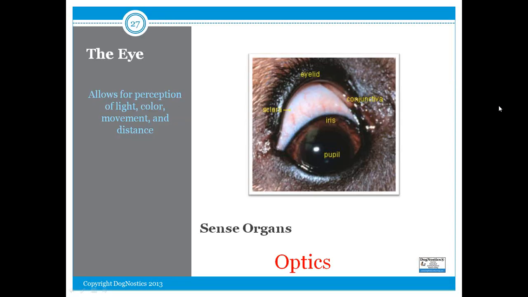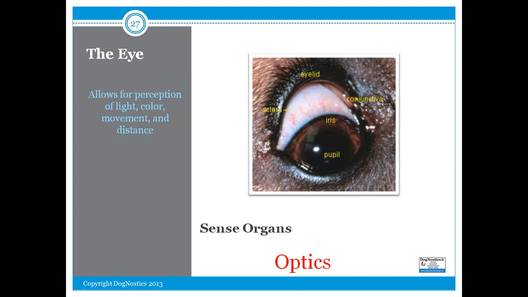The eye allows for a perception of light, for color, and again, we know that's different in each species. We're going to talk about that. Movement and distance and perception. Okay, so the sclera is the white part of the eye. Then, of course, you have your eyelids. And dogs and cats do have what's called a third eyelid, and that's located on the inside of the eye. So where it says conjunctiva, there's actually a little eye flap right on the inside here, that we refer to as the third eyelid.